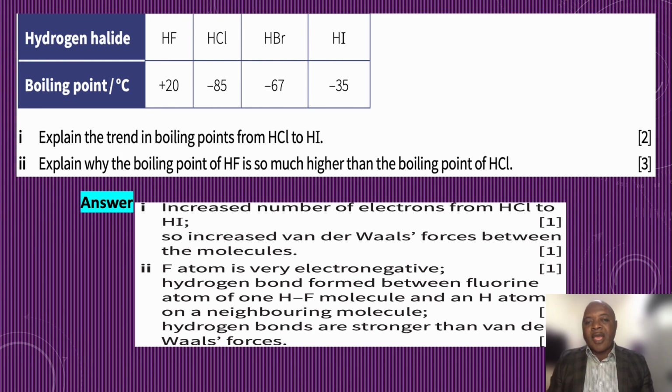What you find in hydrogen chloride, hydrogen bromide, and hydrogen iodide are what we call the van der Waals forces, which result from the increasing number of electrons and the molecular weight. But in this one, there is the presence of hydrogen bonds. That is what gives hydrogen fluoride an exceptionally high boiling point.